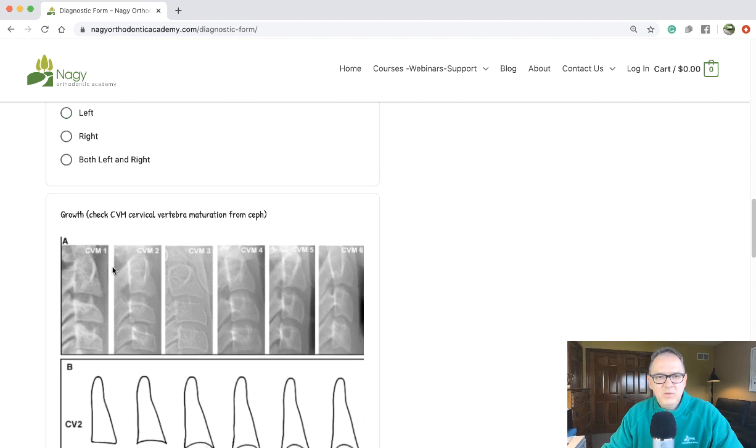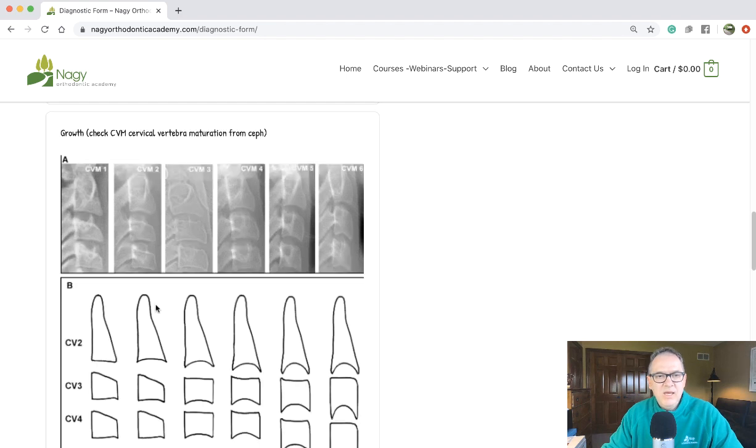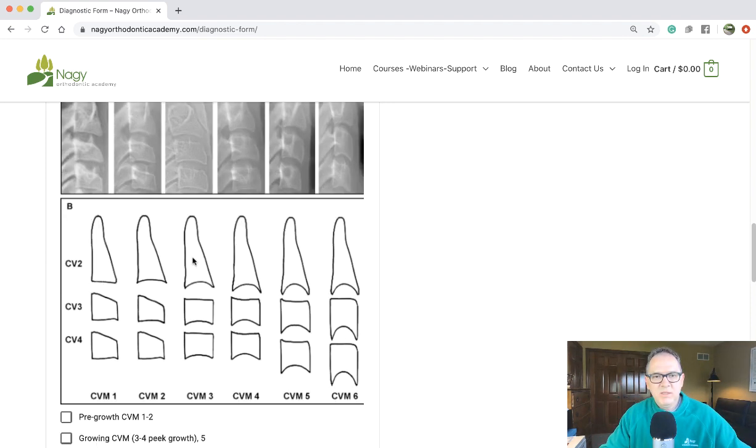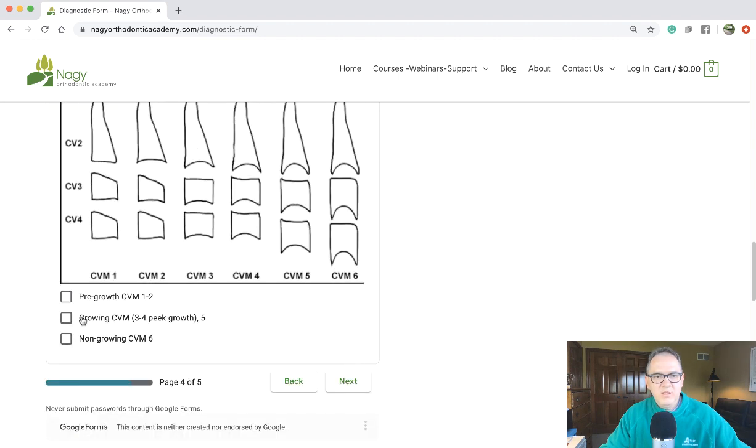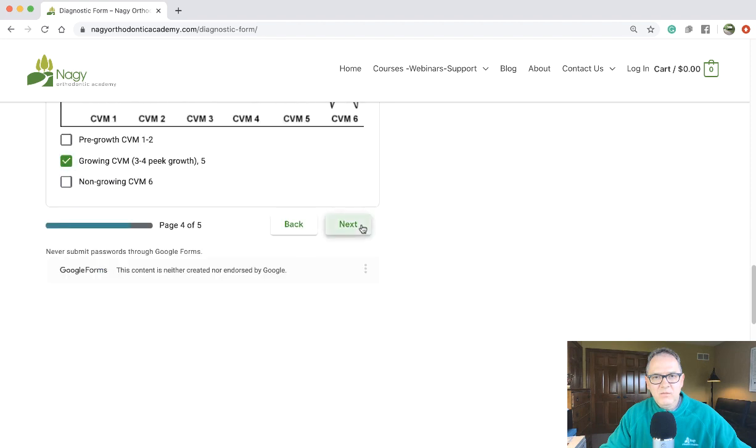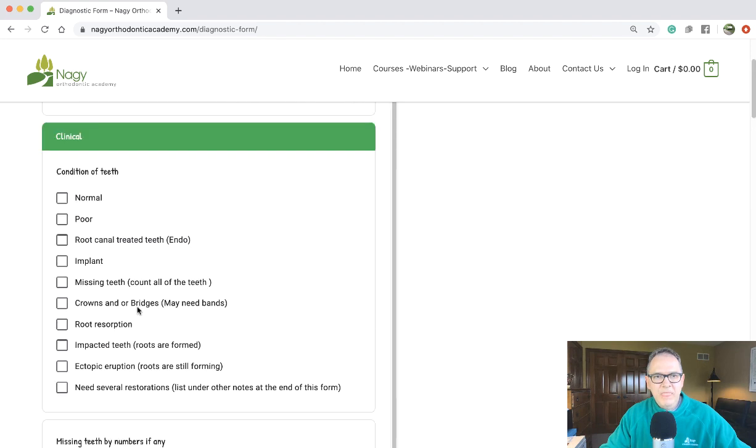Growth, okay, so that's where you're going to stage the case with the cervical vertebral maturation. If we haven't covered this, then we're going to cover it, and you'll know how to stage this. You can stage the cervical vertebral maturation from your cephalometric X-ray, between stage 1, 2, 3, 4, 5, and stage 6. Let's say your patient is at peak growth, so at CVM 3 and 4. Then we go to the next.